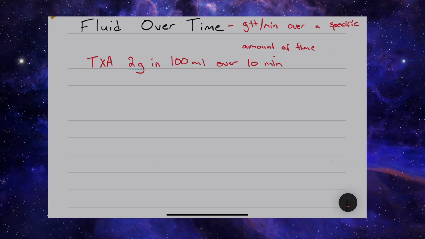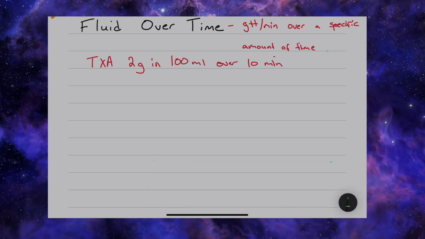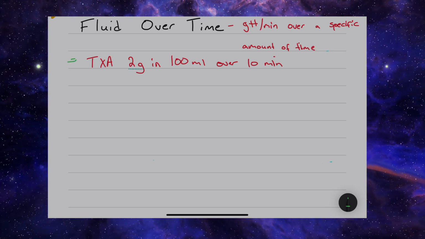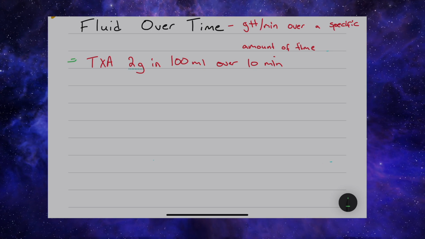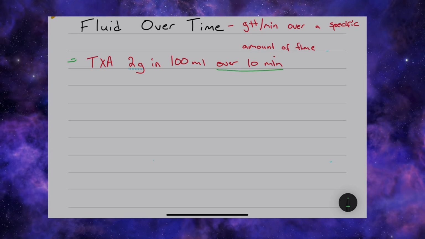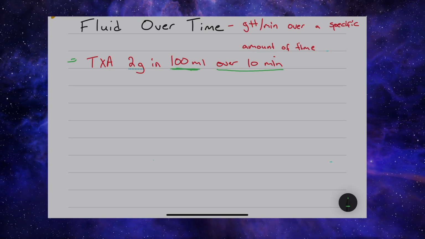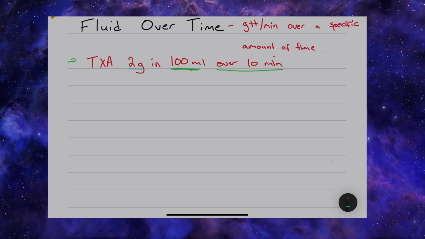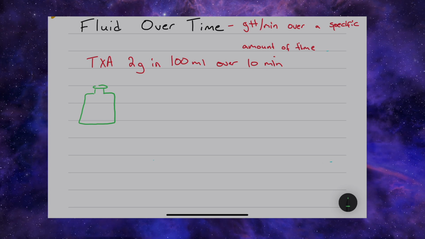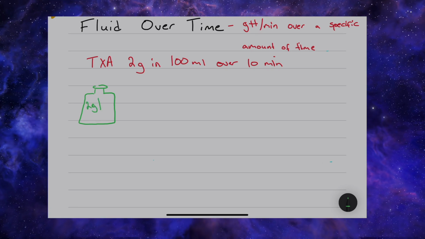So I can look at this and say, okay, because this drug dosage specifically tells me that I'm going to give the 2 grams in 100 mLs over 10 minutes, that tells me that at the end of that 10 minutes, all of this 100 cc's of fluid should be administered into the patient and the drug dosage is complete. And inside this vial of medication, we'll say that we have 2 grams in 10 mLs.